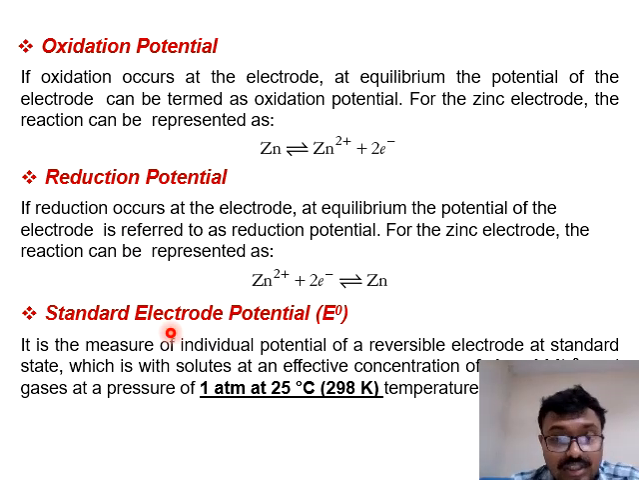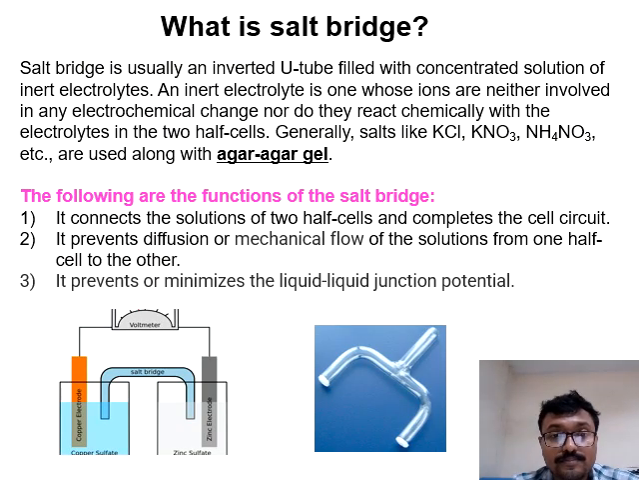Standard reduction potential, or standard electrode potential, means we are calculating the potential in a standard state, meaning 1 atmosphere pressure and 25 degrees, or 298 Kelvin temperature. When we apply this standard state condition, it is called standard potential. How can we get the cell potential? If we add the oxidation potential and the reduction potential, we'll get the cell potential.